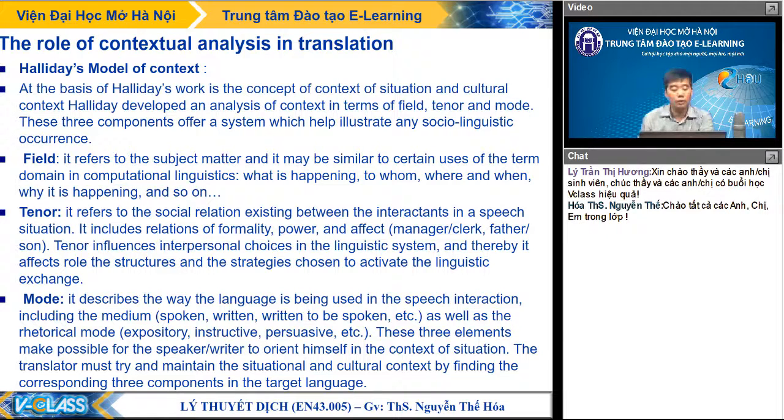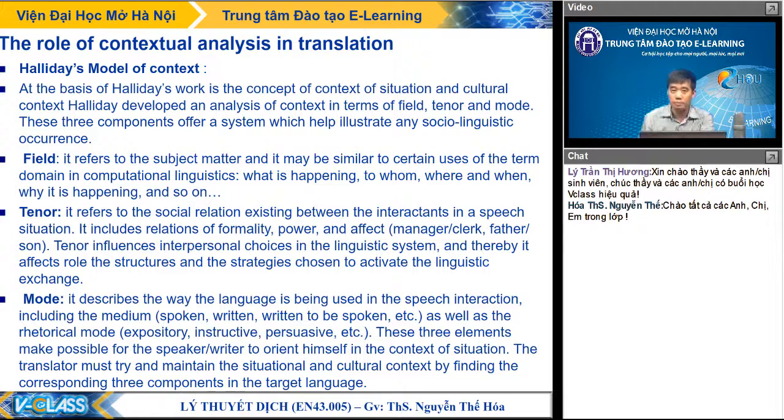Now, tenor. What is tenor? Tenor refers to the social relation existing between the interactants in a speech situation. It includes the relation of formality, power, and affect. The manager, the clerk, the father, the son. That is called the influence. Tenor influences the interpersonal choices in the linguistic system, and thereby its effect, the role of the structures and the strategy chosen to activate the linguistic exchange.